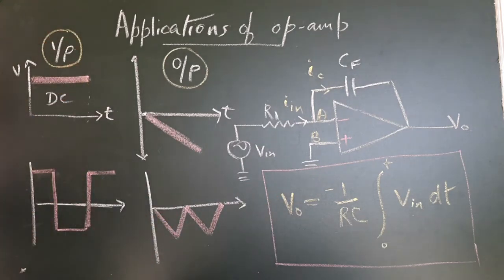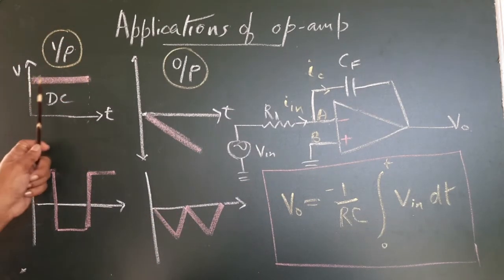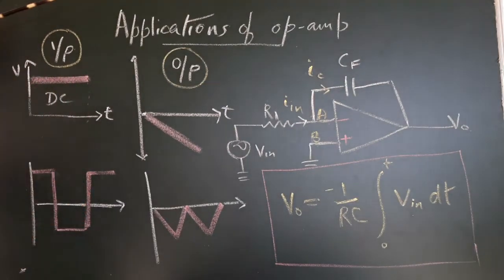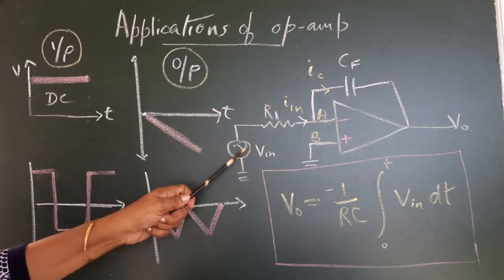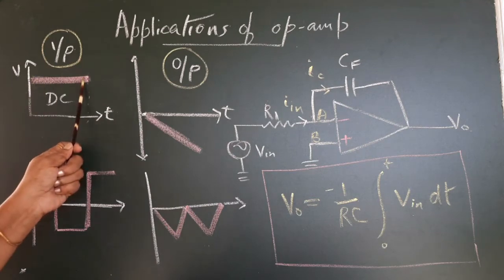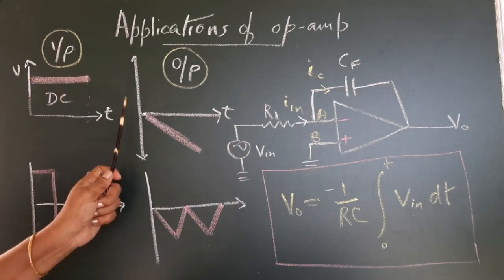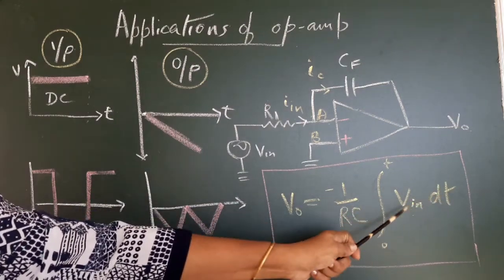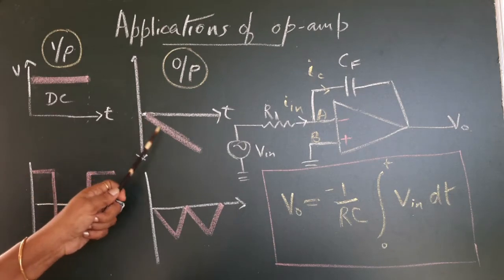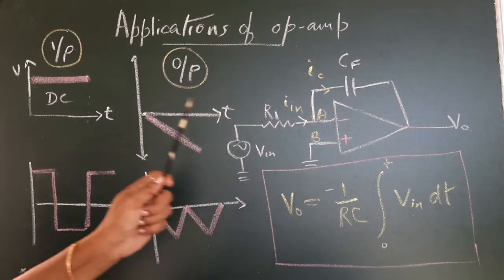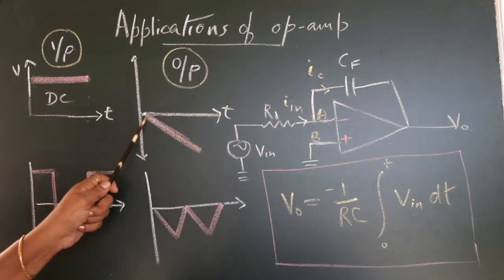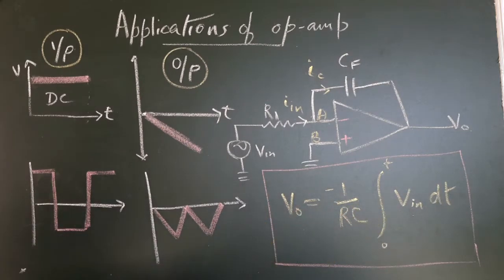So coming to the input signal of a DC voltage, it remains constant with respect to time. If this is the input here, then what will be the output? You can see that this is a constant voltage. So if you integrate a constant voltage V in, you will get a ramp voltage like this. This negative ramp is because of this negative sign. So this will be the output. With respect to time, it will go on increasing in the negative direction. That is what this equation suggests.